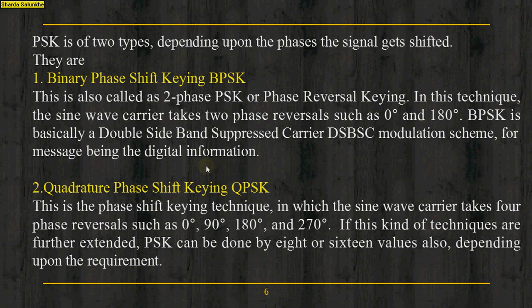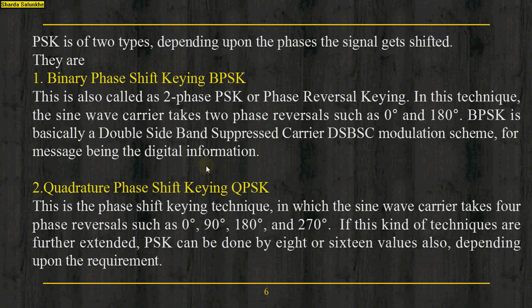So in BPSK, two phases are available: the phase at 0 degree and the phase at 180 degree. So it is also basically based on the double sideband suppressed carrier. In QPSK, that is quadrature phase shift keying, the details of the QPSK will be available in my next video. So in this presentation, we only concentrate on the BPSK.